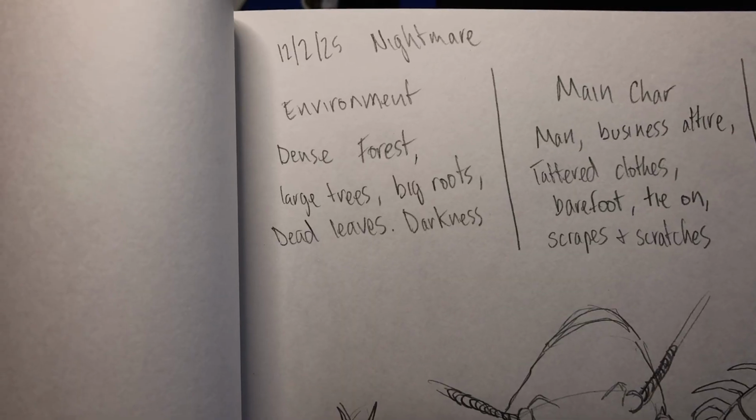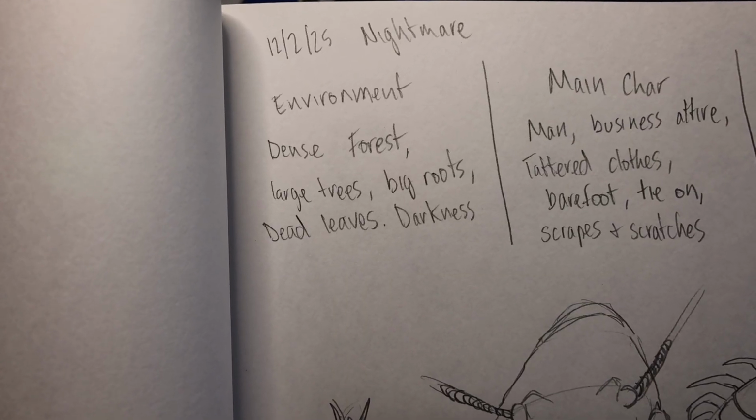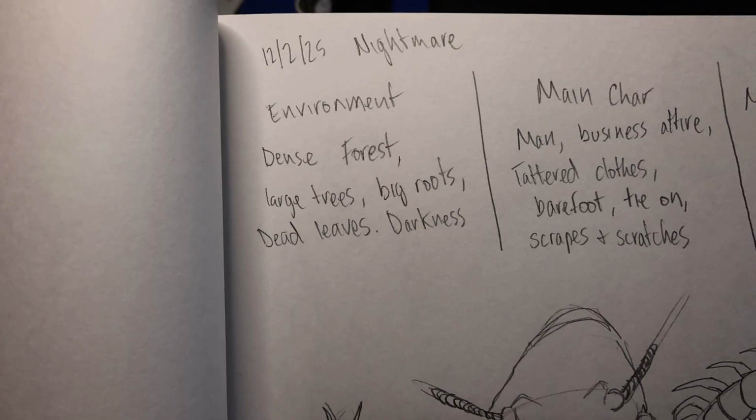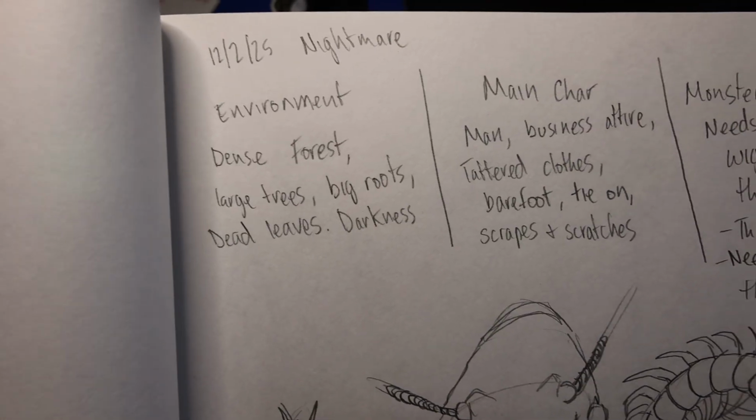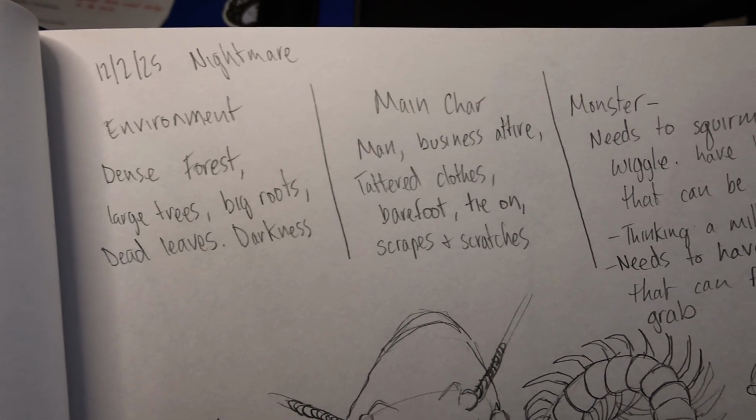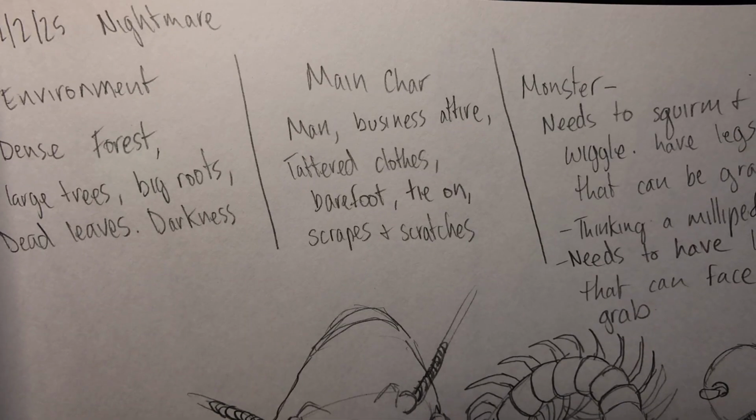So in my sketchbook, I wrote down environment, main character, and monster. These are the three things that I need to come up with. There's actually one other thing that I need to come up with, but I'll save that for later. So environment, I wrote dense forest, large trees, big roots, dead leaves, and darkness.